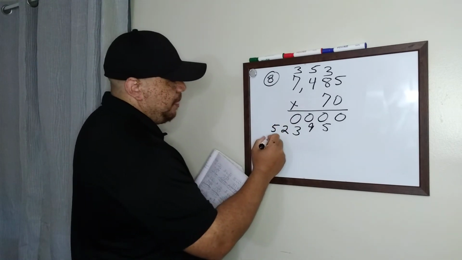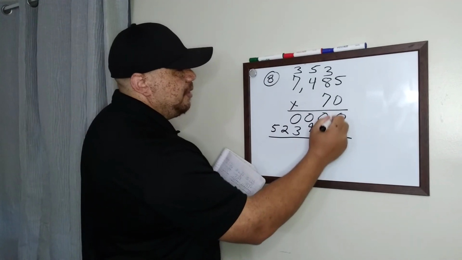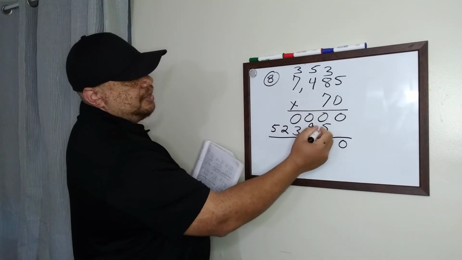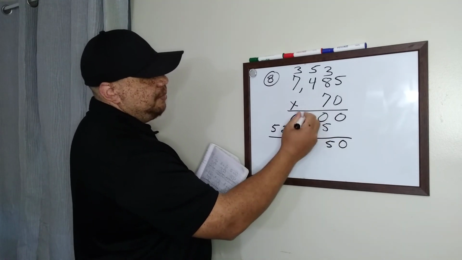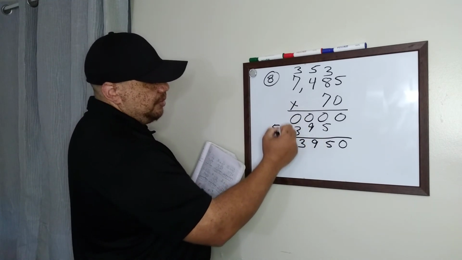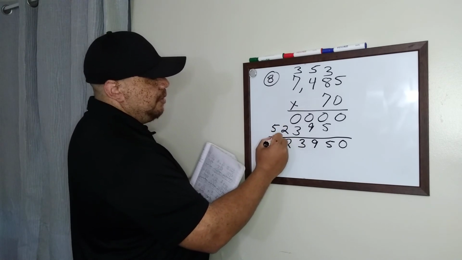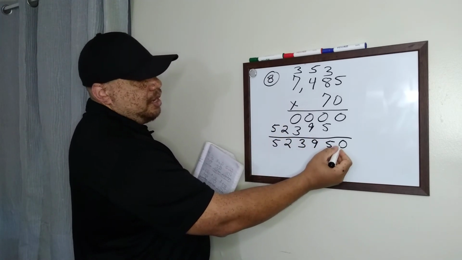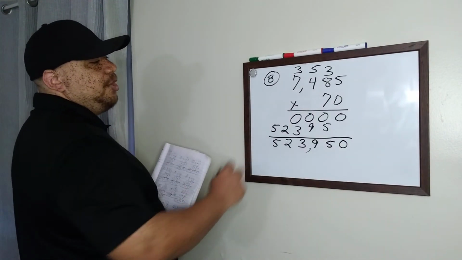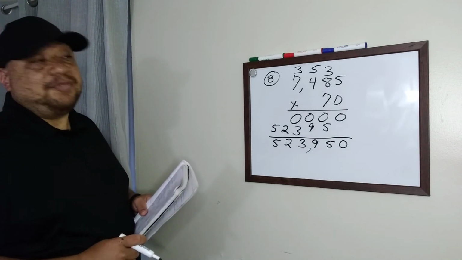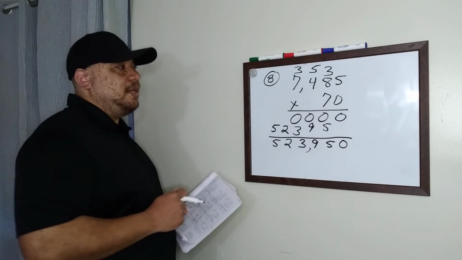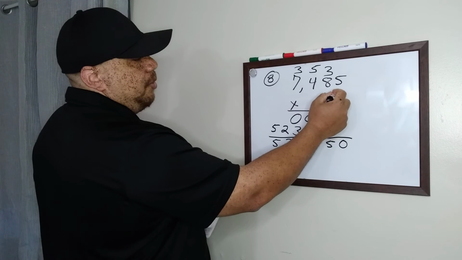Okay? So now we add. 0 plus nothing is 0. Okay, obviously there's nothing. 5 plus 0, 5. 9 plus 0 is 9. 3 plus 0 is 3. 2, and there's nothing to add. And a 5. So we just got to make sure we bring our commas down here. So that's how we read that: 523,950.